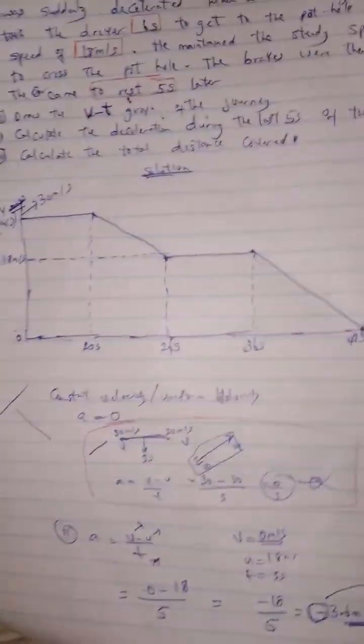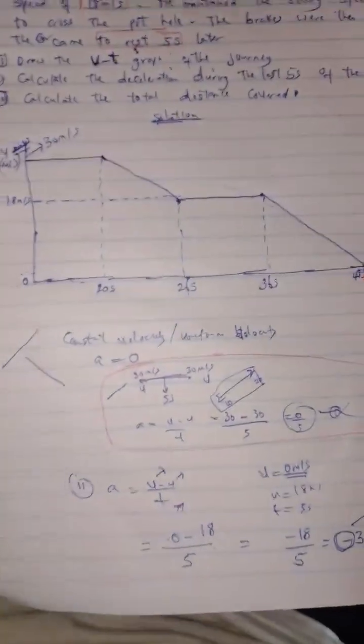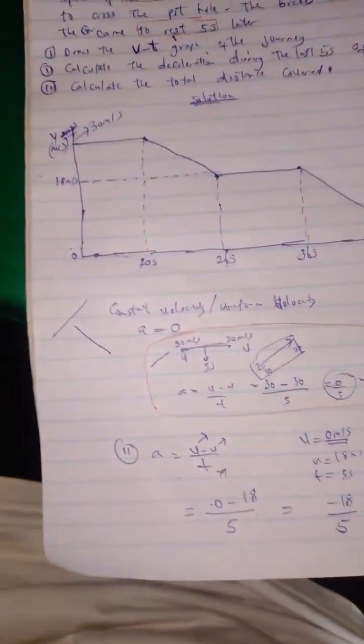Area under that graph will give you what now? So now, how are you going to know the area is by identifying what area do you have? Do you have a triangle? Do you have a rectangle? Do you have a square? Okay, now I want to calculate the total distance.